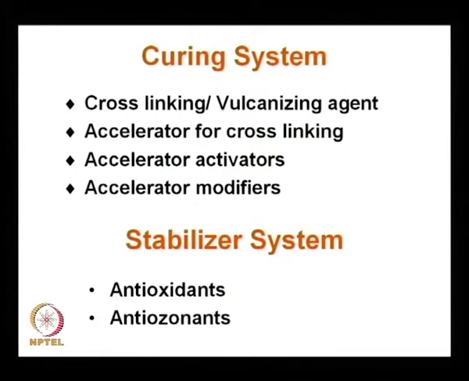Now, let us look into what is there in the curing system. In the curing system, cross linking or vulcanizing agents are there. For the rubbers, there are cross linking agents like sulfur, selenium and tellurium in the group of the periodic table. You see, they belong to the same group: sulfur, selenium, tellurium.